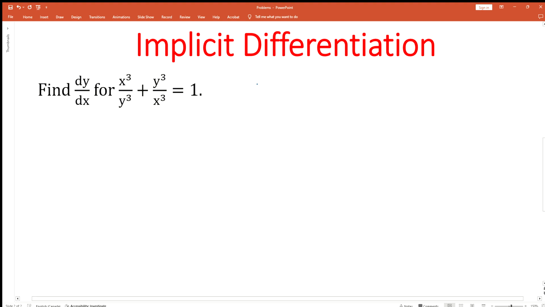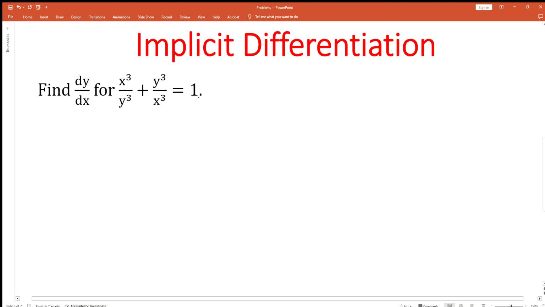In this video, we'll use implicit differentiation to find dy over dx for the equation x cubed over y cubed plus y cubed over x cubed equals 1. We have to use implicit differentiation for this equation because we cannot isolate y in this equation. This is a very important concept we need to understand and memorize.